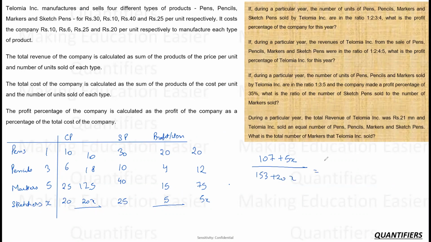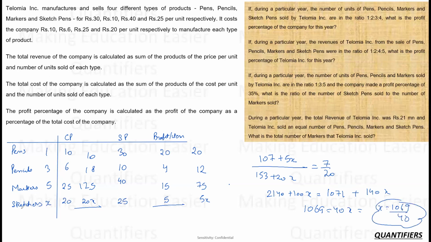This is equal to 35%. 35% is nothing but 7 by 20, right? So 20 into this, 2140 plus 100x is equal to 153 into 7, 1050 plus 21, 1071 plus 140x. Now 2140 minus 1071, 1069, right? 1069, 40x. So x is nothing but 1069 by 40, right?